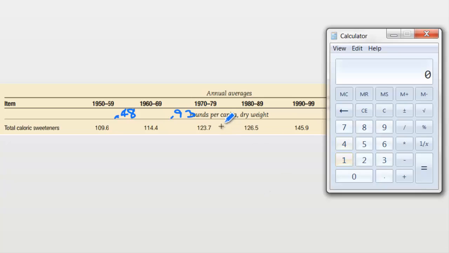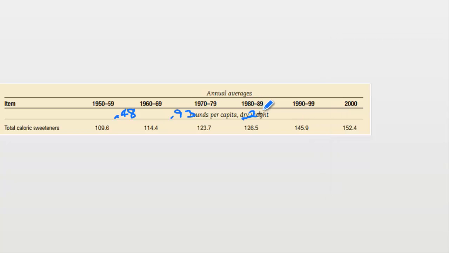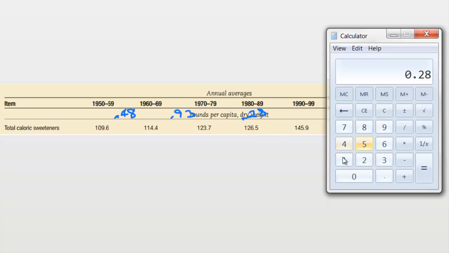The slope between these 2 points is 126.5 minus 123.7 divided by 10. And lastly, 145.9 minus 126.5 divided by 10 is 1.94.